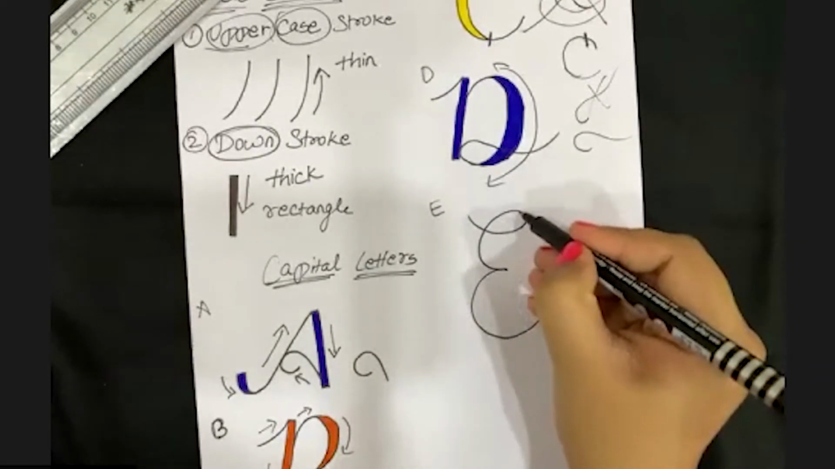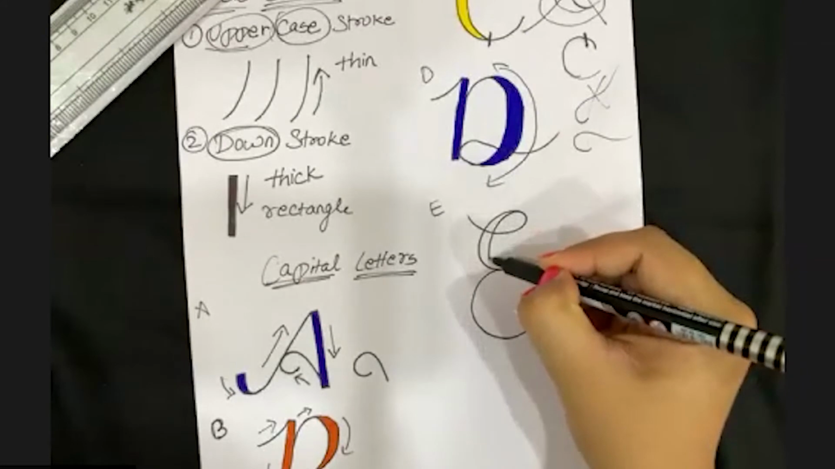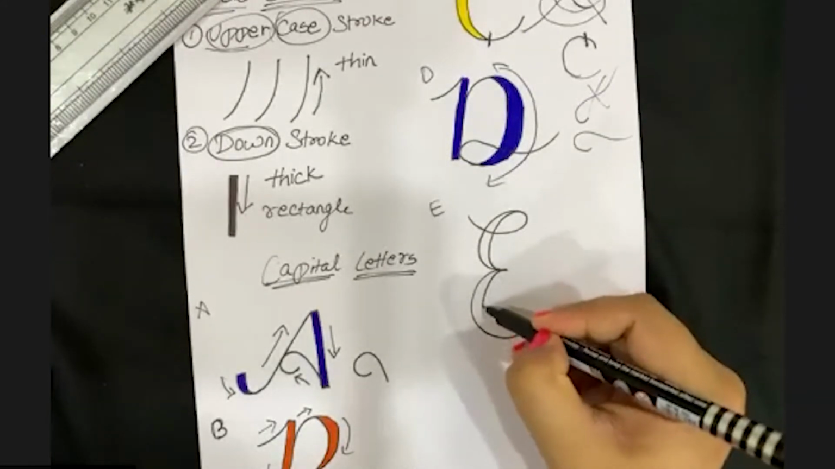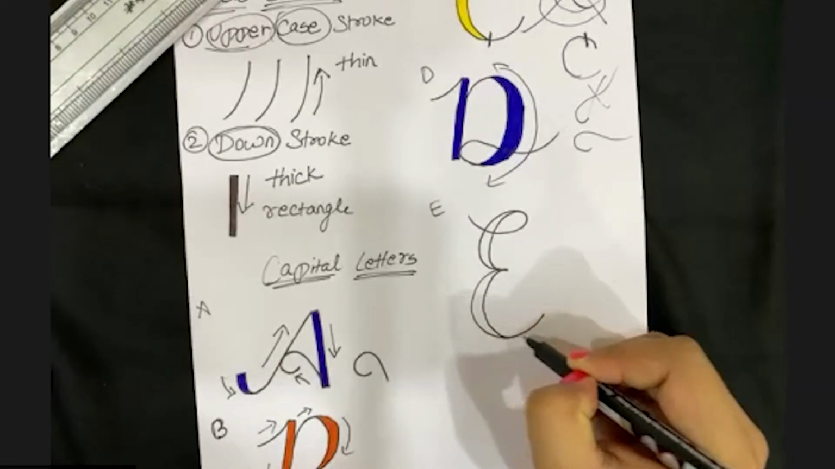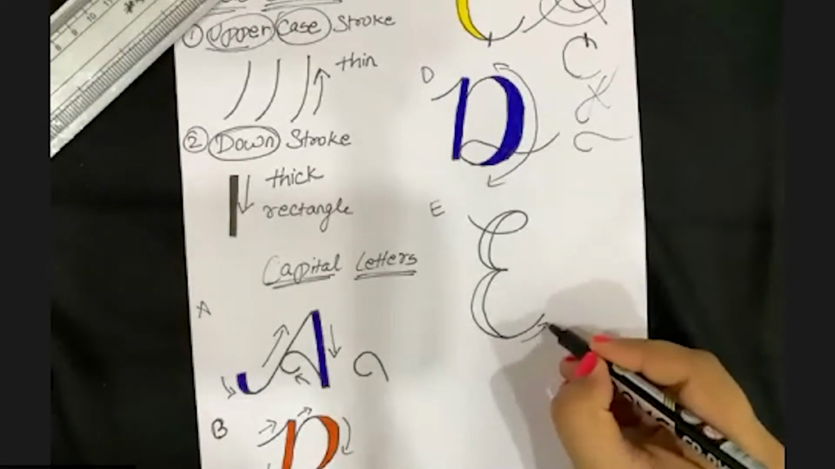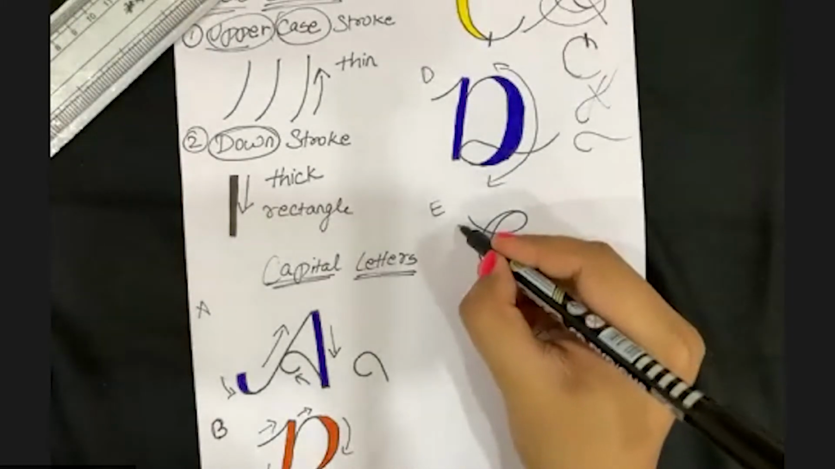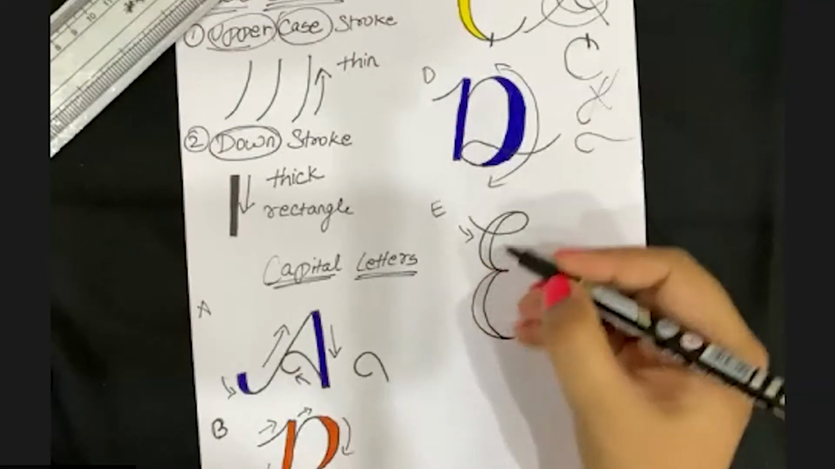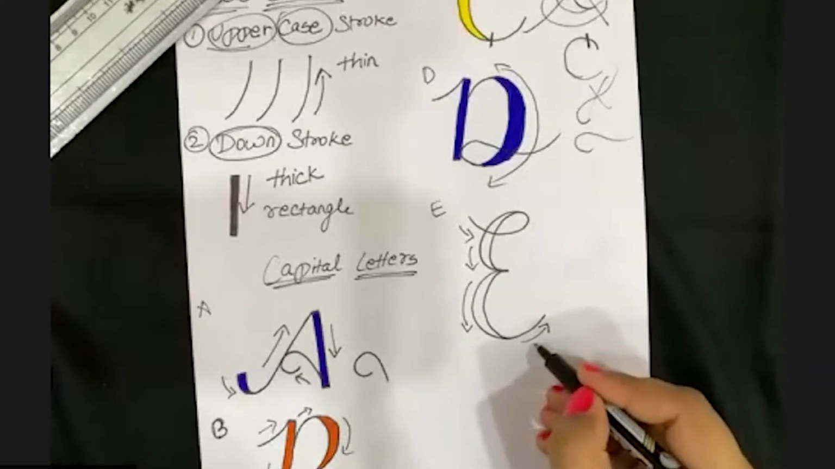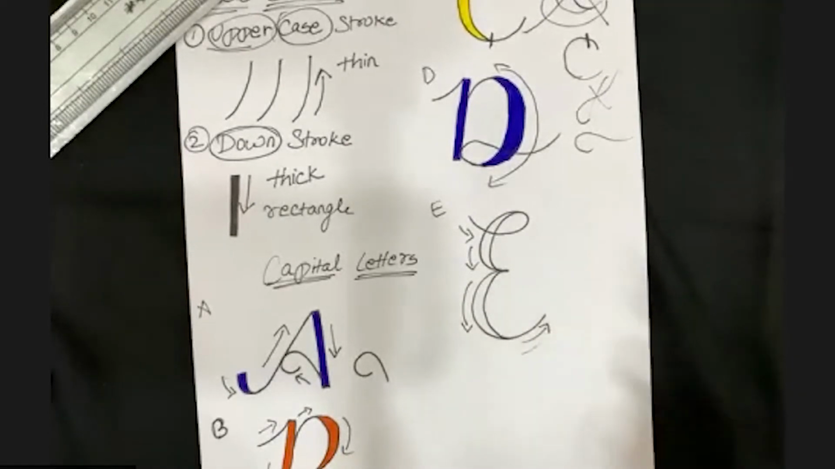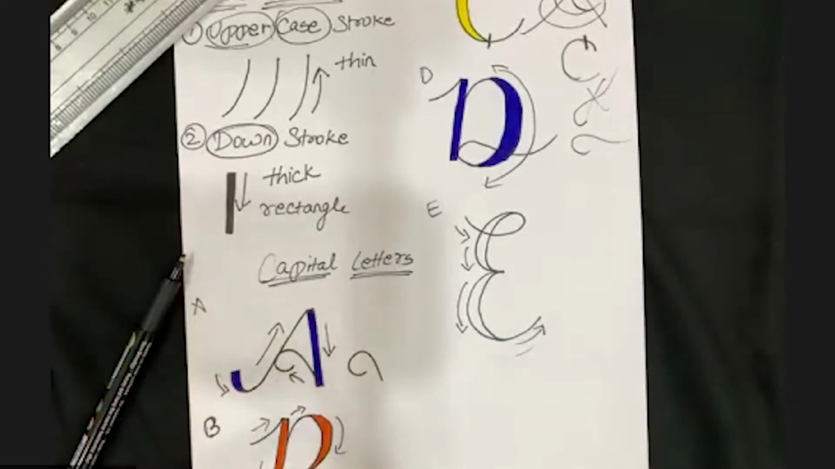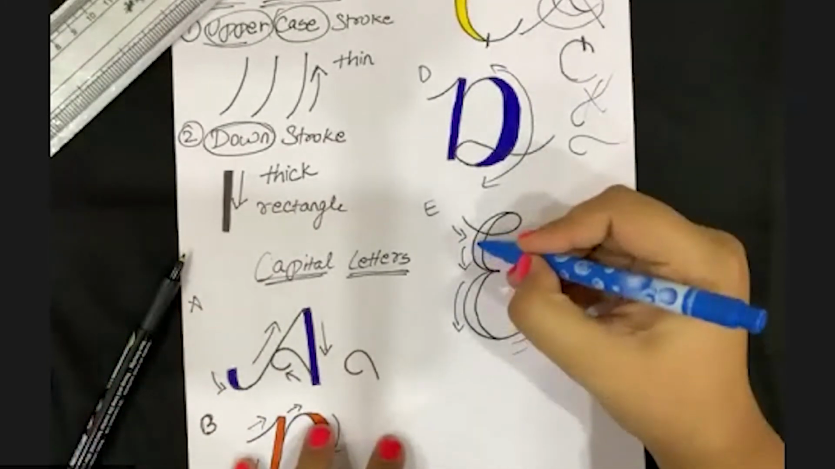Look, as this is my downstroke, I'm going to make it thick, again merging it with my thin upstroke. Make sure you are not missing this thin upstroke. Starting with thin curvy upstroke, going with thick downstroke, again ending it with thin upstroke. So yes, this is my capital E.